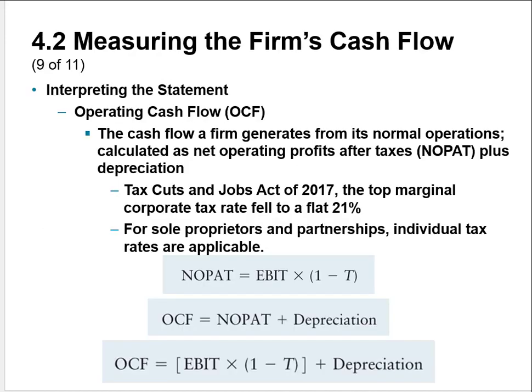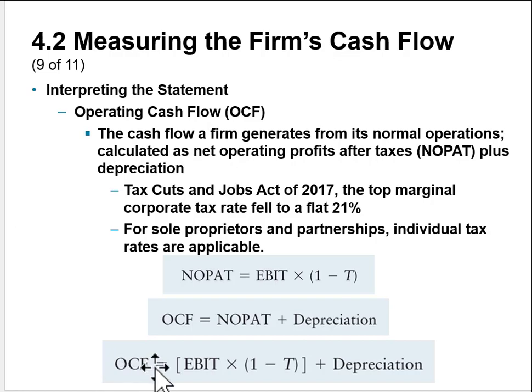What's that process? So we want to measure the company's operating cash flow. How can we do that? So again, the marginal tax rate with the most recent tax change has been 21%. Historically, if you remember from previous videos, this could have been as high as 35 or more percent. Right now it's 21%. But again, for proprietors and partnerships, obviously individual rates apply.